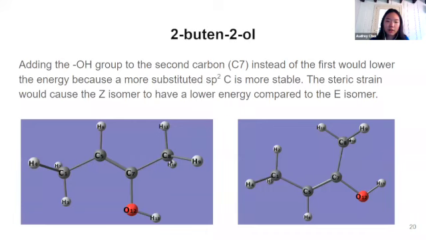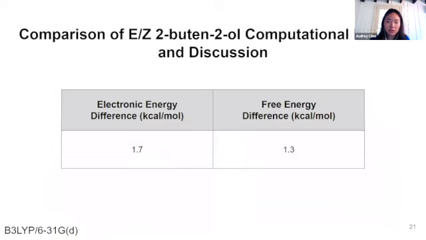And so I thought the Z isomer would have a lower energy compared to the E isomer. And my results did show this. Although my free energy difference did decrease from the previous one, I was thinking maybe the substituted sp2 carbon did increase the stability, or both molecules had pretty similar steric effects, so that also could have affected that.